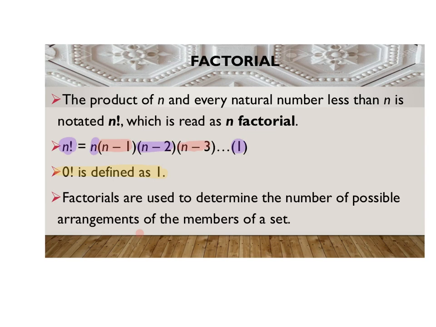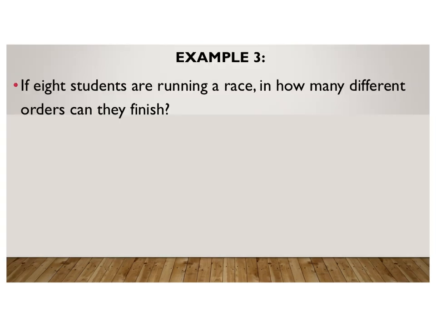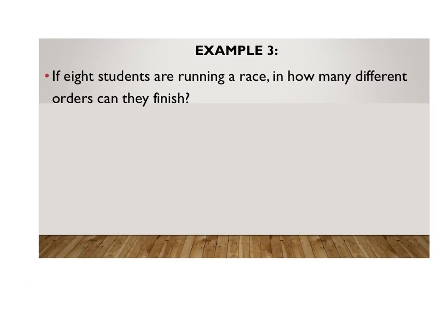Okay, that's an important thing to know. Factorials are used to determine the number of possible arrangements of the members of a set, and that's what we're talking about, arrangements of the letters in a word kind of thing. All right. If 8 students are running a race, in how many different orders can they finish? Well, what are our options of orders? We have first place, second place, third place, fourth place, 5th, 6th, 7th, and 8th.